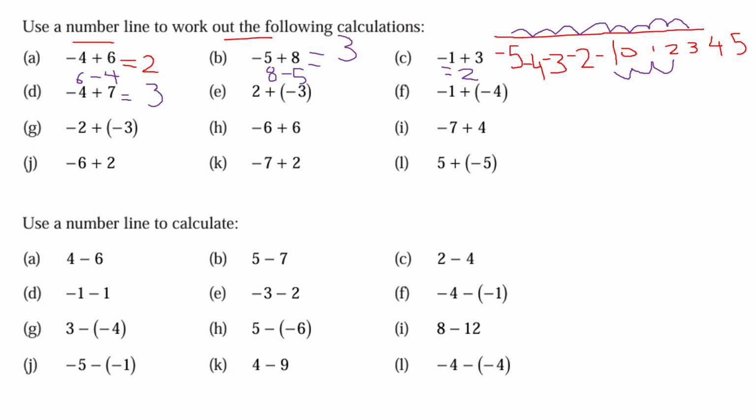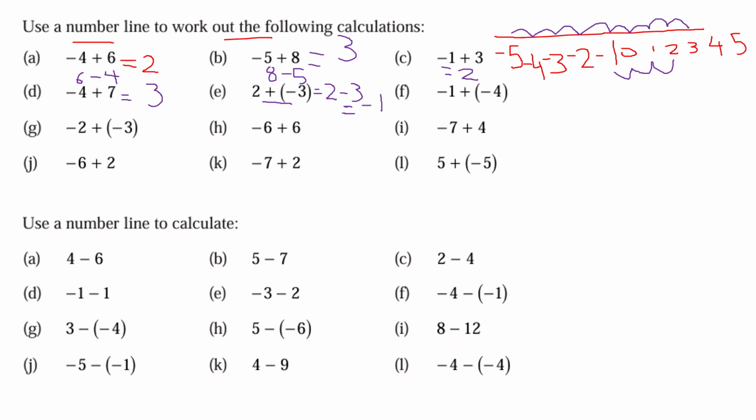Part E. So this is where it's going to start getting a bit more confusing. So 2 plus minus 3. So 2 plus negative 3. So the plus minus becomes a subtraction, a minus. So it becomes 2 minus 3. And 2 minus 3, we start at 2 and we go 1, 2, 3. We end up at minus 1. So adding a negative is the same as taking away or subtracting, if that makes sense.